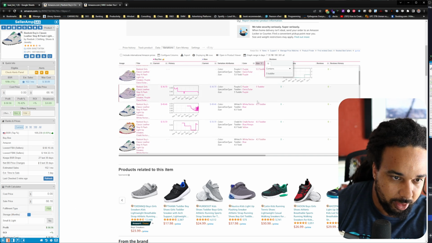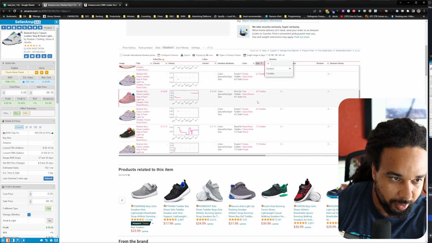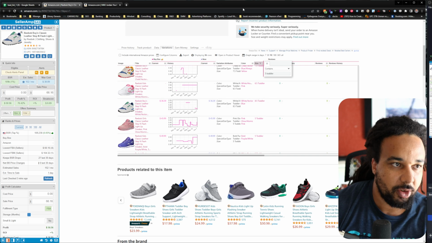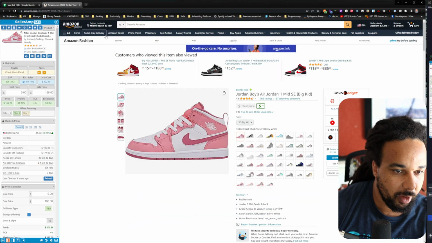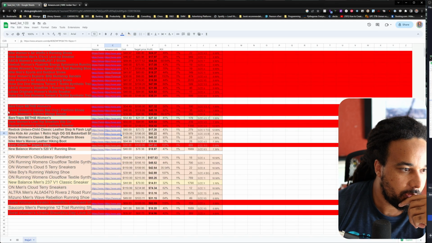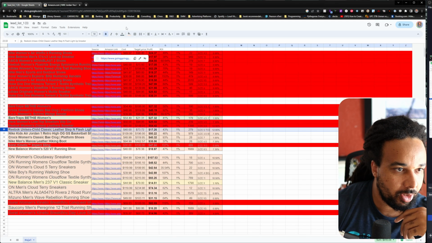Yeah, and if you look at all the other ones, they are at 40 something and stuff. The price does not make sense. This variation is not selling. So yeah, next. Jordan, mid. Coral chalk, desert berry white. How much we get this for? Let me just put this one in red.